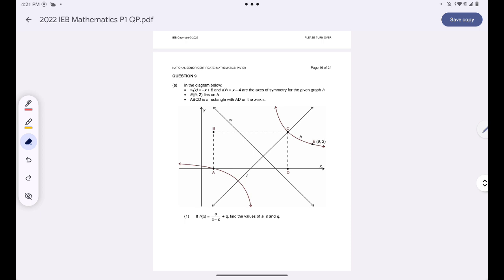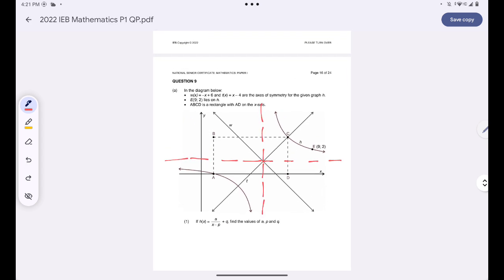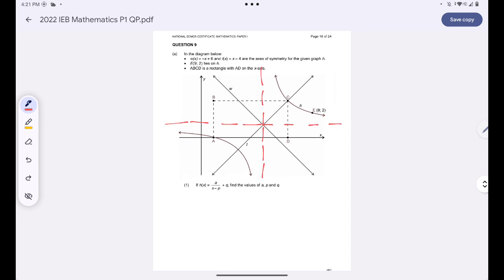Please note that, guys, the axes of symmetry intersect one another whenever the asymptotes intersect one another. So if I can find the point of intersection of the axes of symmetry, that means I'll be able to find the values of q and p. Are you together? So how can I find the point of intersection?